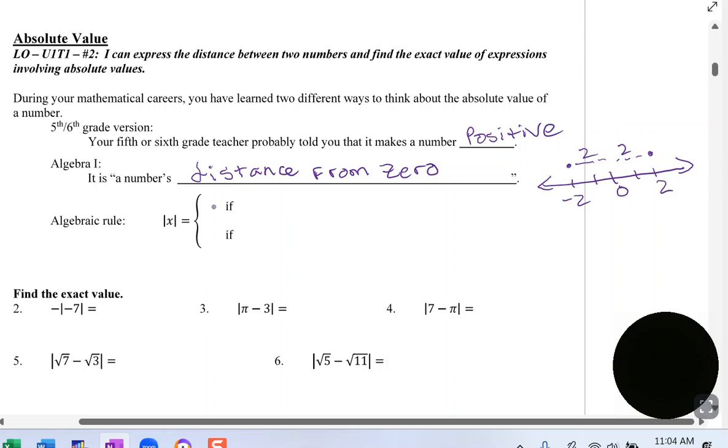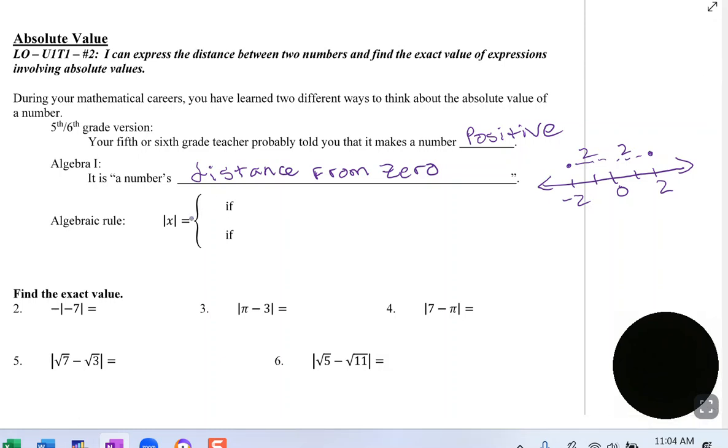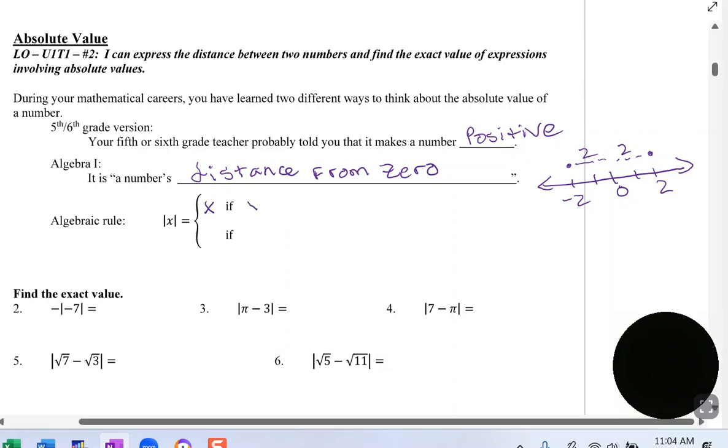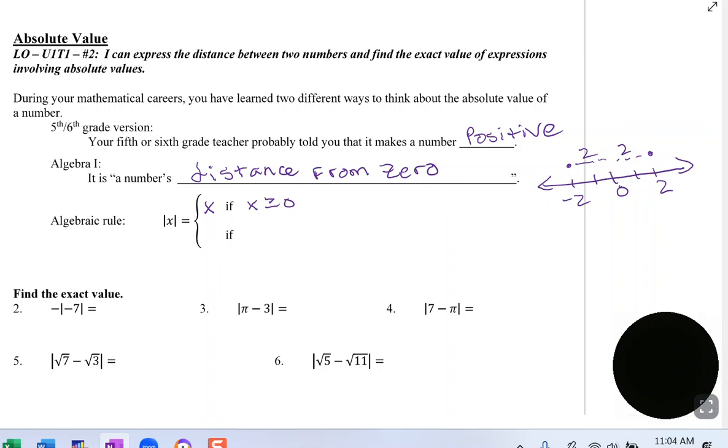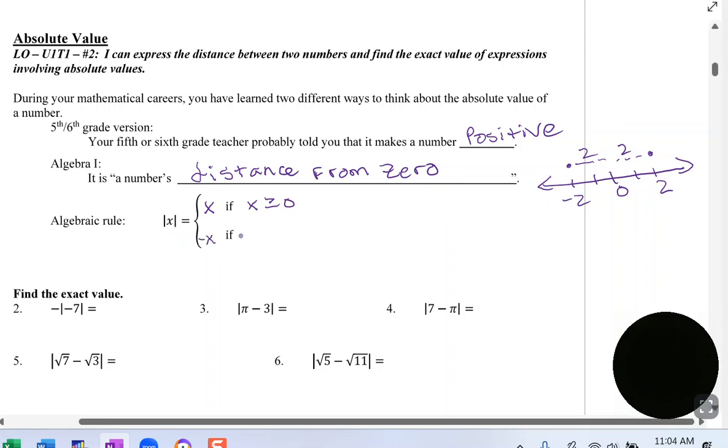All right, so what that means algebraically as a rule, is that the answer to the absolute value is the same as what you put in if x is greater than or equal to 0. Like the absolute value of 3 is 3, right? That is the same. However, if it's a negative number, then it's going to be the opposite of what you put in. So for example, the absolute value of 3 is 3. That's the same. The absolute value of negative 3 is 3. That's the opposite of what you put in.